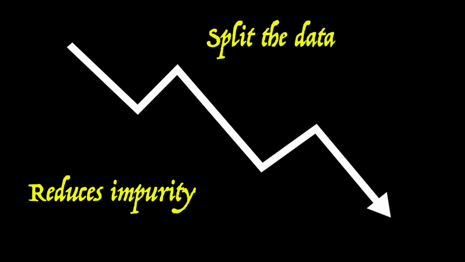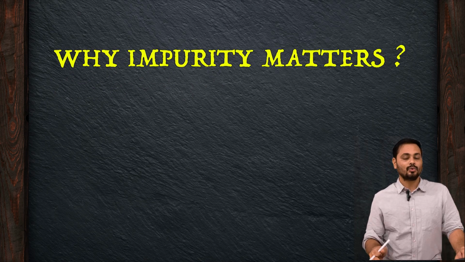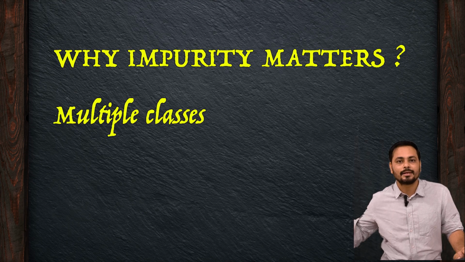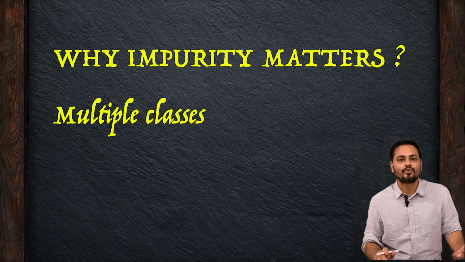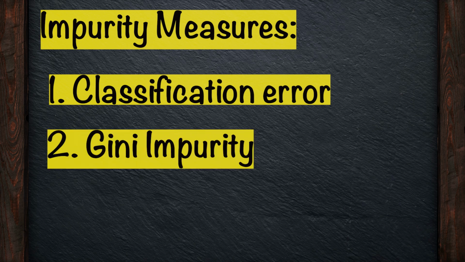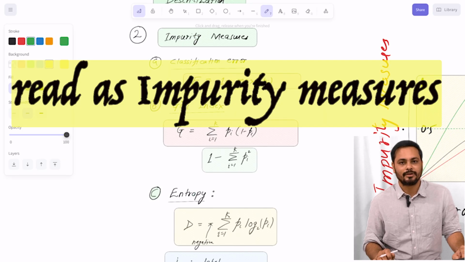The goal is to split the data in a way that reduces impurity, leading to more homogeneous child nodes or leaf nodes. Why does impurity matter? A node is impure if it contains samples from multiple classes. So there are three common impurity measures. First is classification error, the second is Gini impurity, and the third is entropy. Let us discuss all these measures one by one.